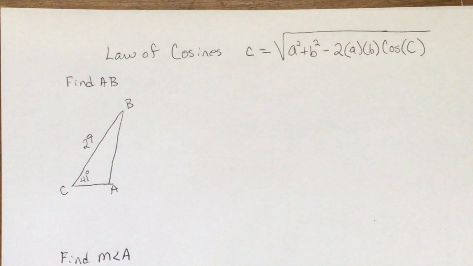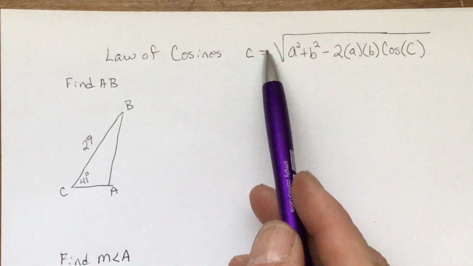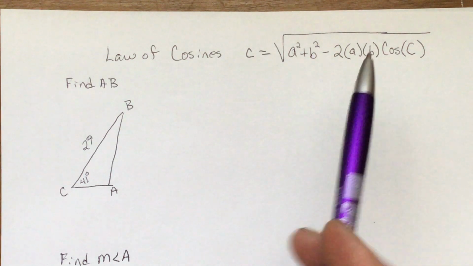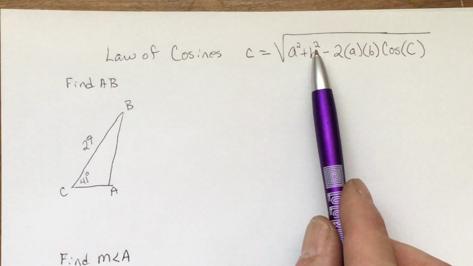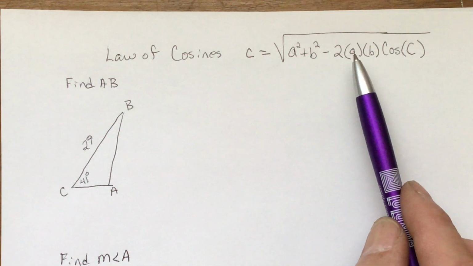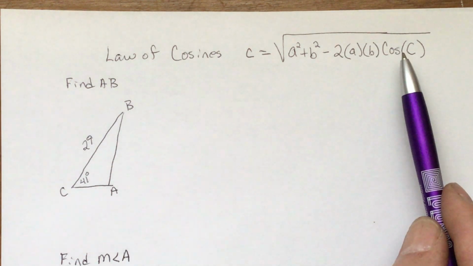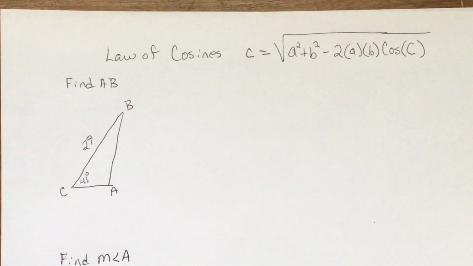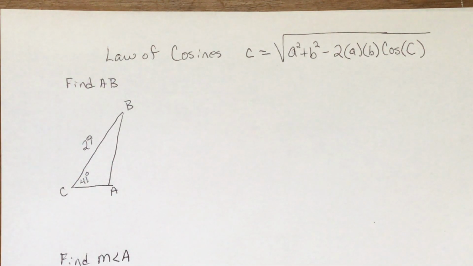All right, now we're on to the law of cosines. Here's the law of cosines. For side c, if you're looking for a side measure, here's what you do. You take the other two side measures, you square them, add them together. You subtract from that 2 times one of the sides that you know, times the other side that you know, times the cosine of the angle that corresponds to the side that you're looking for. Then you take the square root of all that.